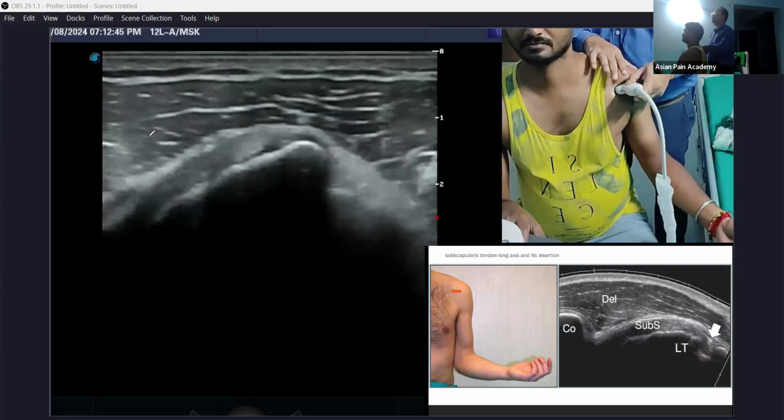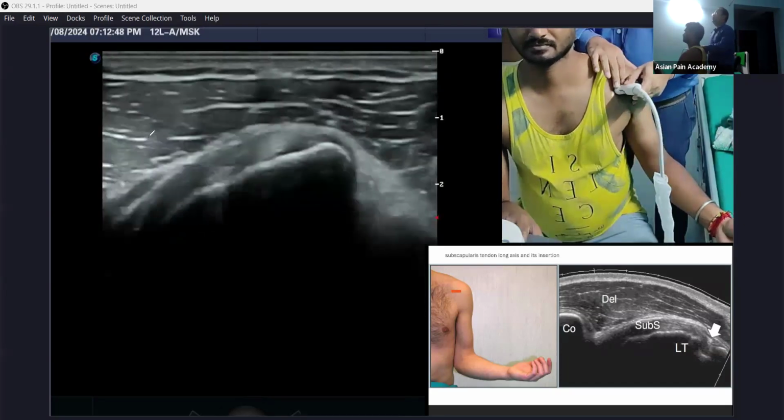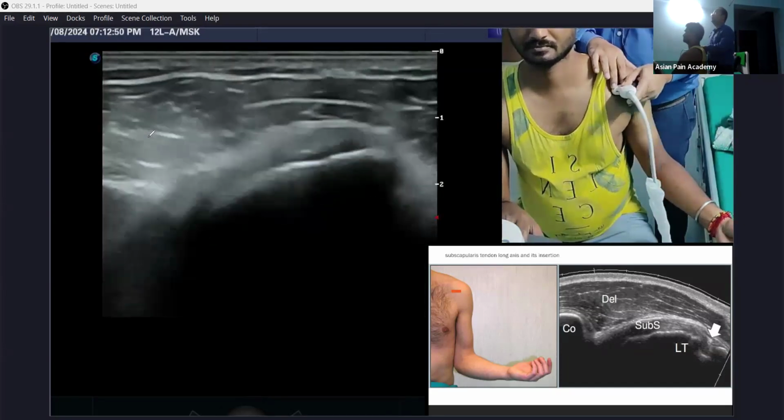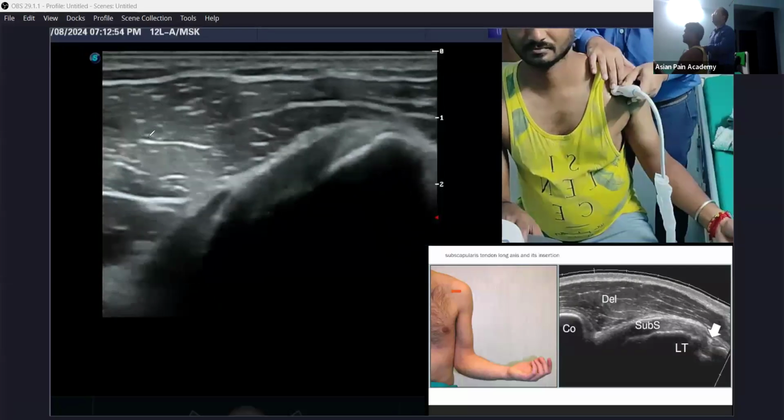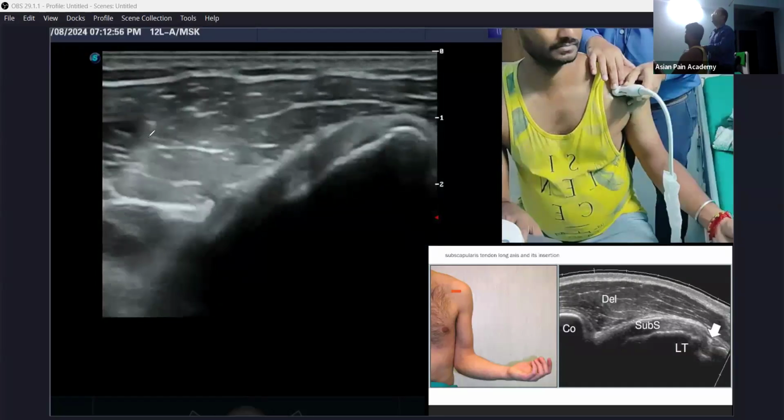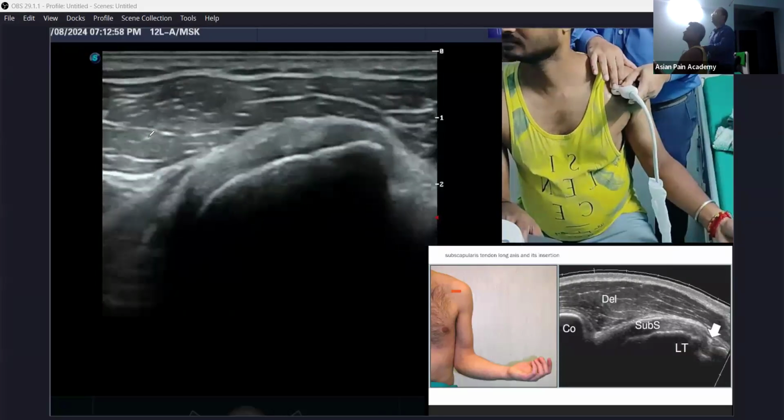So let us see the tendon of subscapularis. So here we are seeing the tendon of subscapularis. Here one important thing is there.